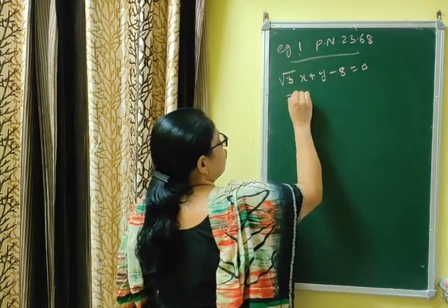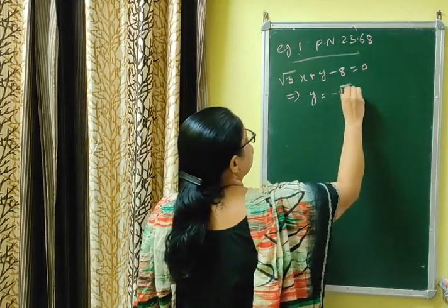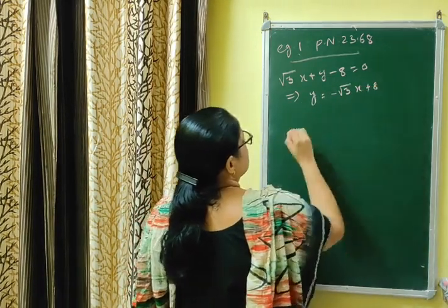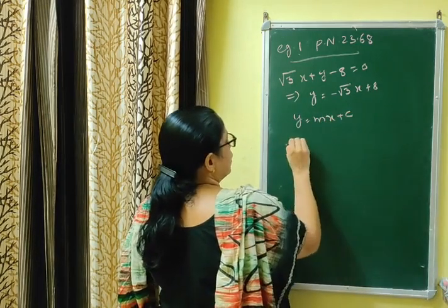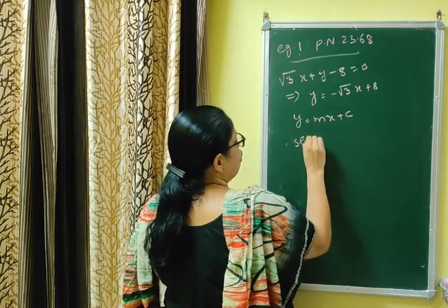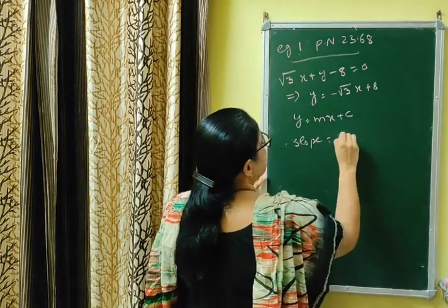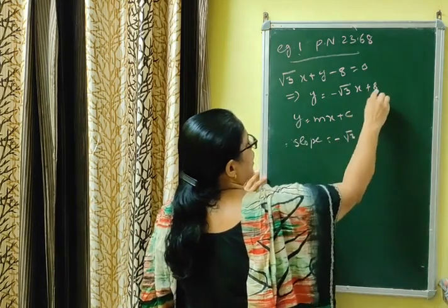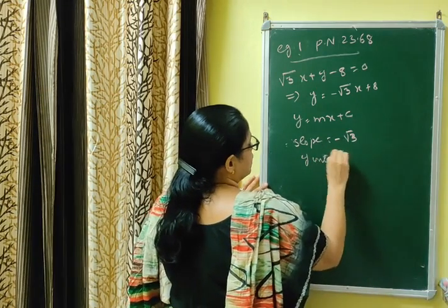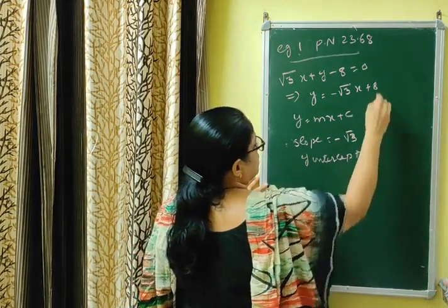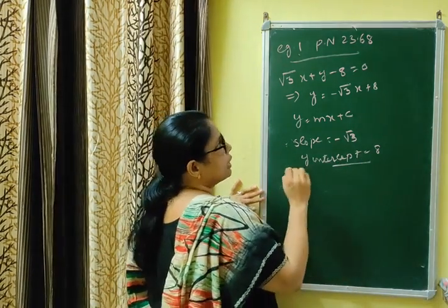What is slope intercept form? y equal to mx plus c. y is equal to minus root 3x plus 8. This is of the form y is equal to mx plus c. Therefore m means slope. Slope we are getting is minus root 3, and c is 8, the y-intercept. Y-intercept is equal to plus 8. That is the first part.